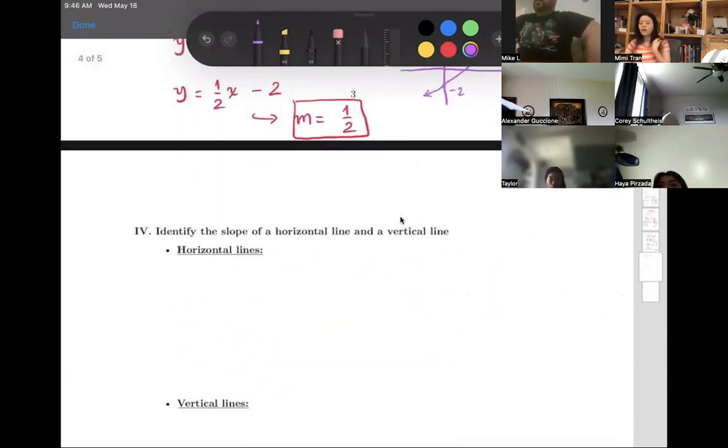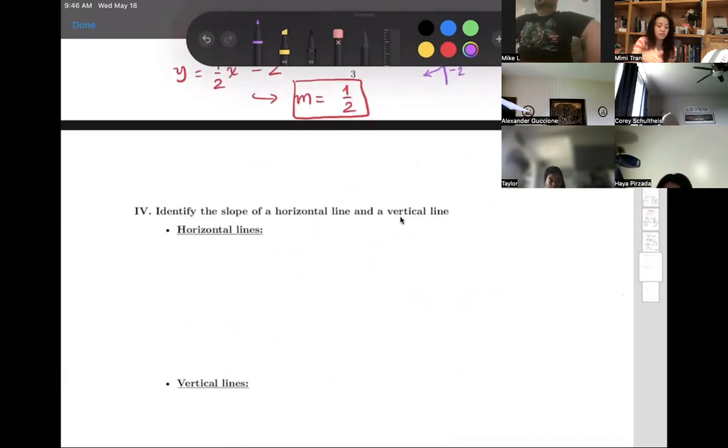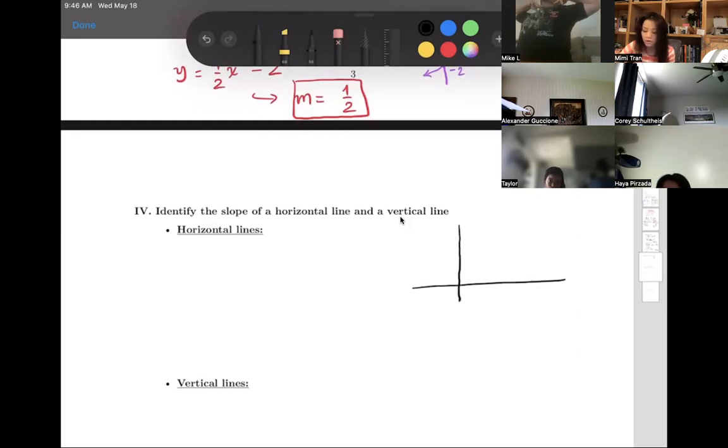All right, now what about a horizontal line? What if your slope is not positive or negative? What if it's just a flat line, right? What if I have something like this? Let me give you a point. What if I give you 1, 3 and 2, 3? So where's 1, 3 and 2, 3?